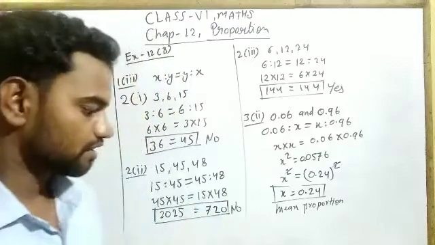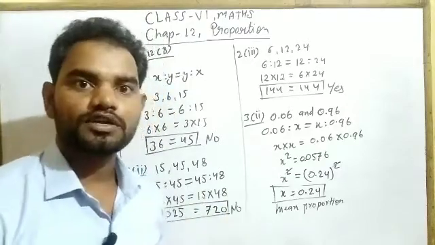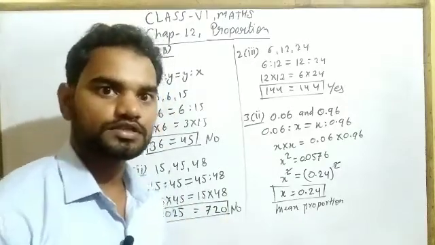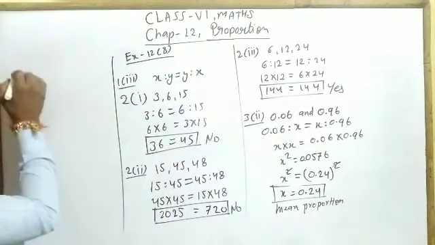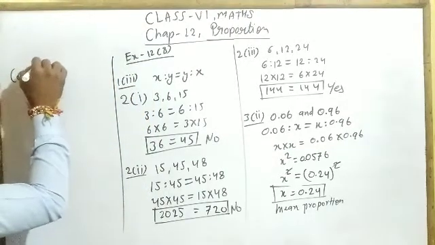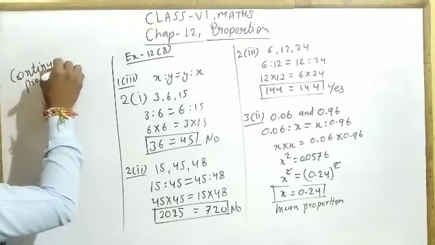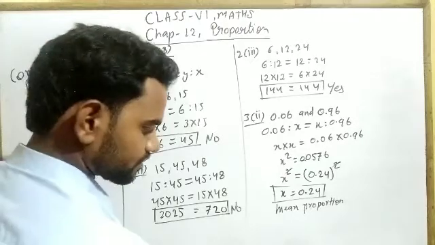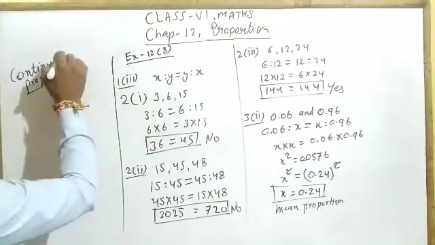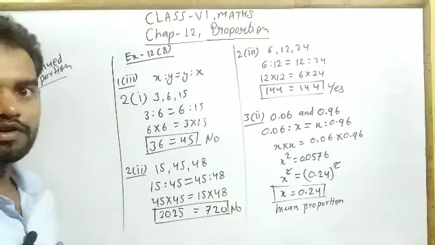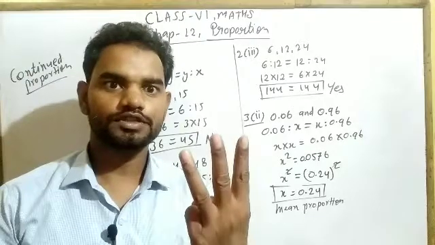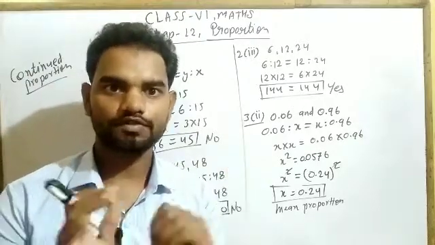Dear students, now we will start exercise 12b. In this exercise we will discuss a point, that is continued proportion. In this continued proportion, what we have to do, when we have only 3 terms in the proportion, there are 4 terms.